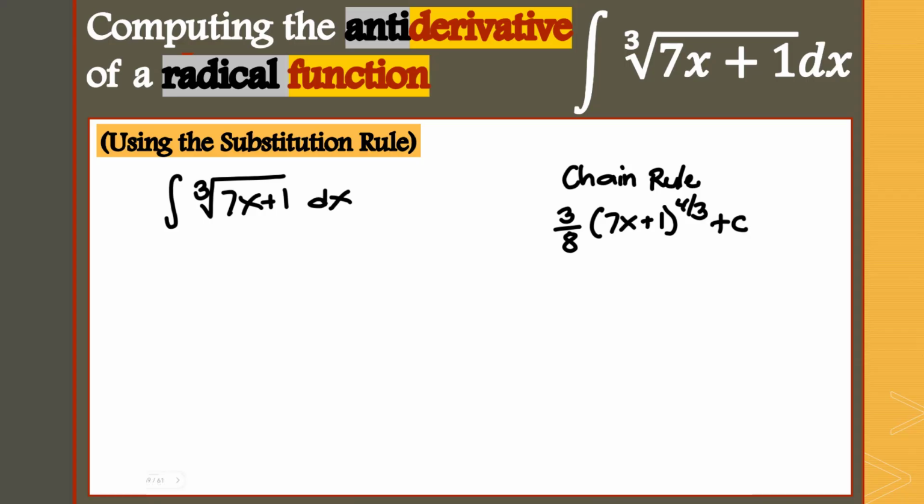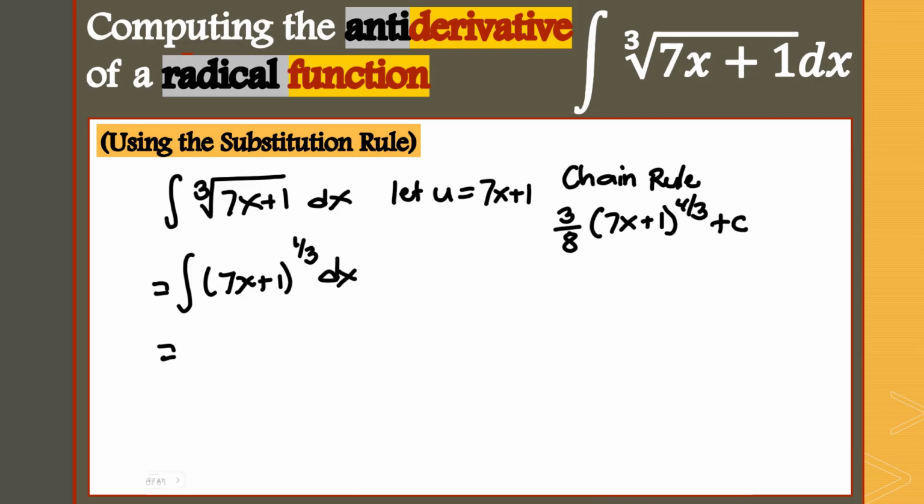Okay, so this time, as mentioned, let's let u be equal to the radicand 7x plus 1, so that this could be written. By the way, before that, we could rewrite this as a function with fractional exponent, the integral of 7x plus 1 to the power of 1/3 dx. Now since we let u be equal to 7x plus 1, we have here the integral of u to the power of 1/3.